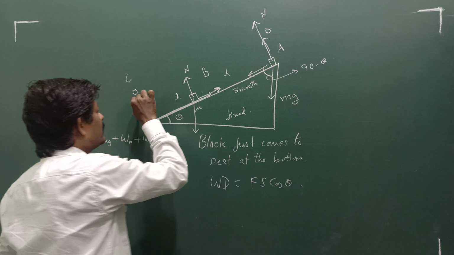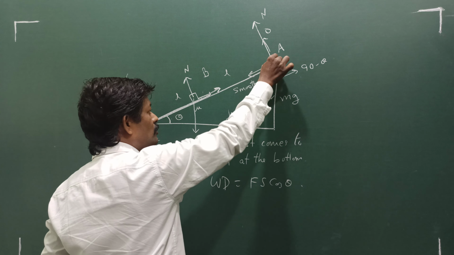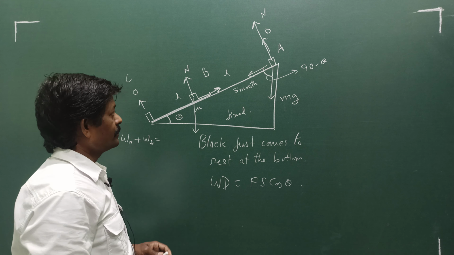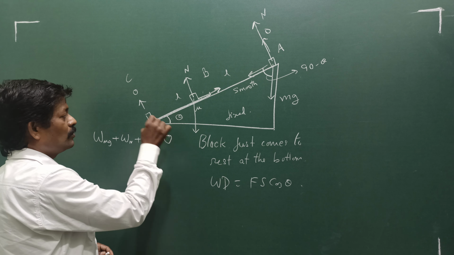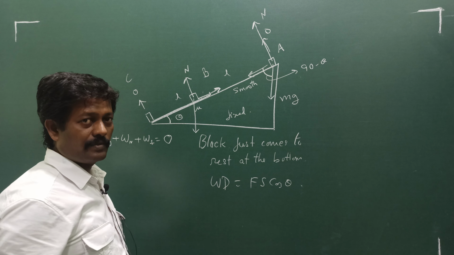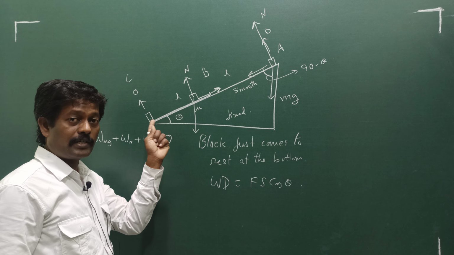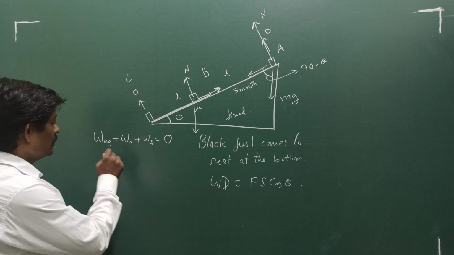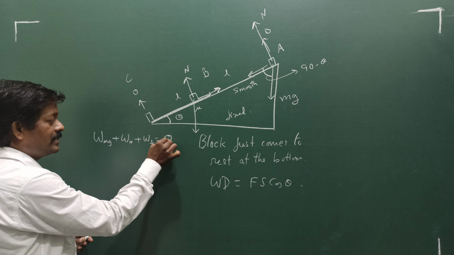Here the final kinetic energy is 0. Initially it is also 0. You are not pushing the block. So the change is 0. Final is 0, initial is 0. The body has just come to rest. It's not hitting the ground. So the change in kinetic energy is 0.